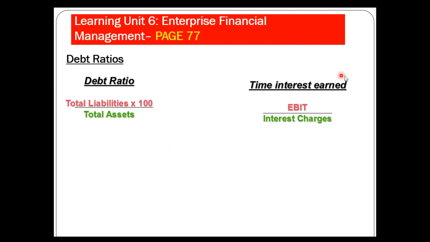The other ratio is called the time interest earned. In other words, how many times does our profit cover interest? For example, here you can see this is EBIT. EBIT means earnings before interest and tax. Earnings is the same as the profit. So it's just the profit before interest and tax. So we need to check how many times does our profit cover interest charges. Interest charges like the interest on loans, or the interest on debentures.